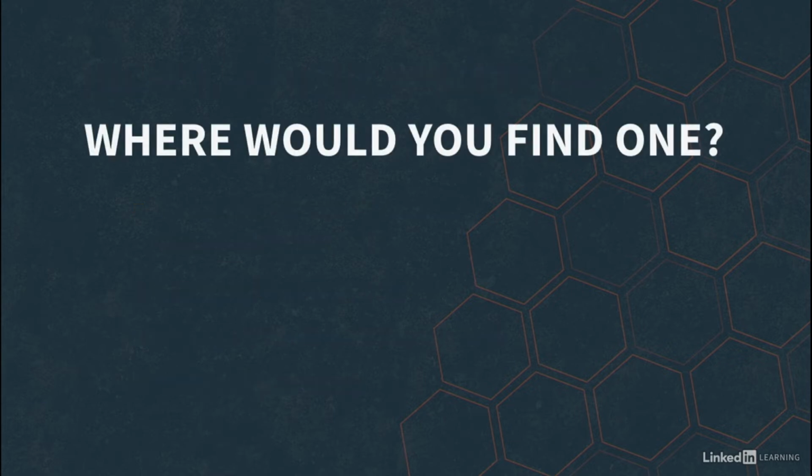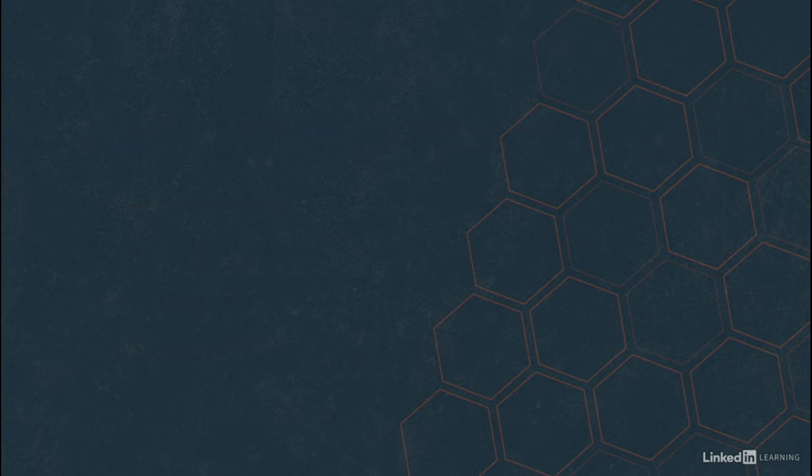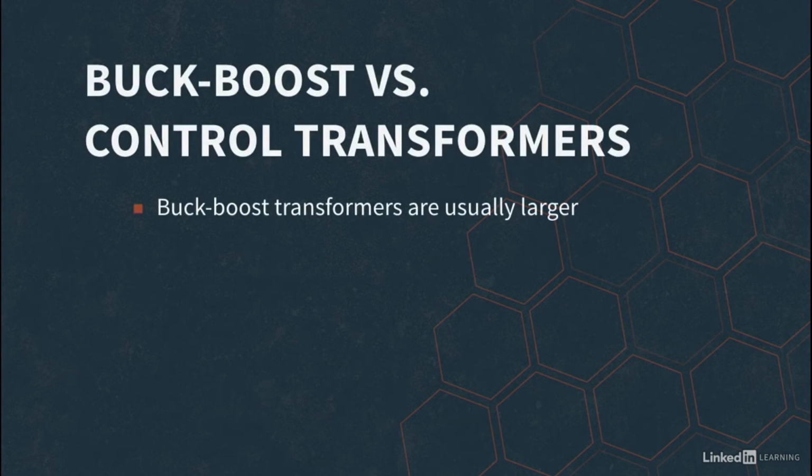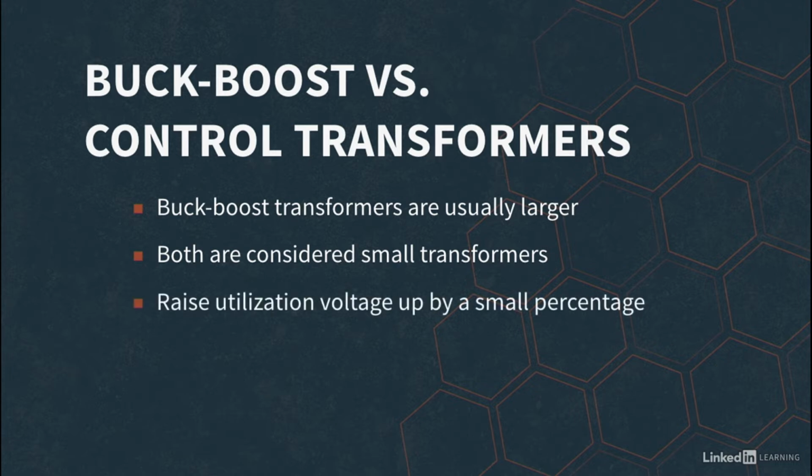Some places you might find a control transformer would be inside of an appliance like a dishwasher or a washing machine, a doorbell, or even used in a control circuit such as a motor control circuit. Buck-boost transformers are a little bit larger than control transformers, but they are both small. Many times they are used to transform the utilization voltage up by just a few percent so that the equipment can run effectively.